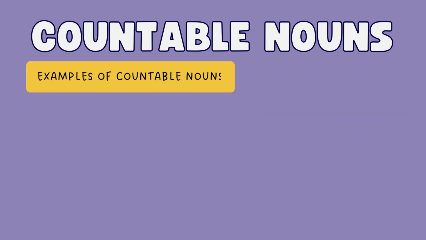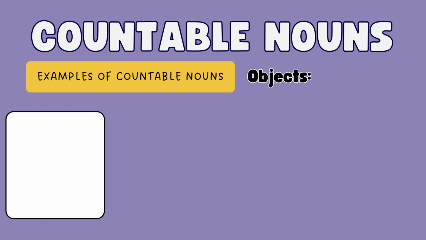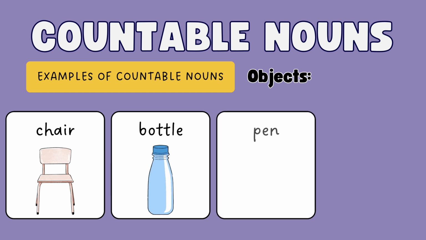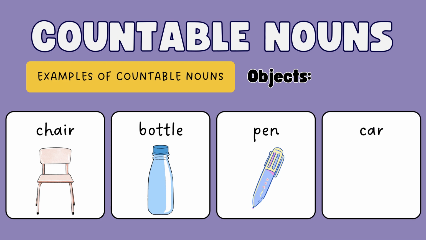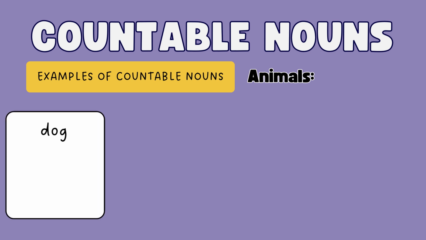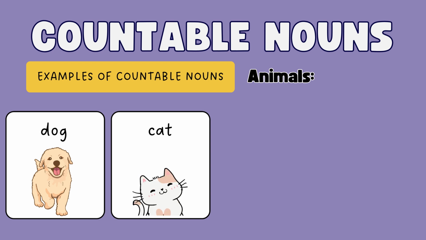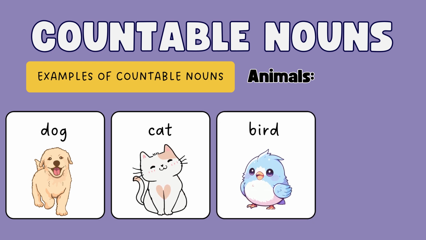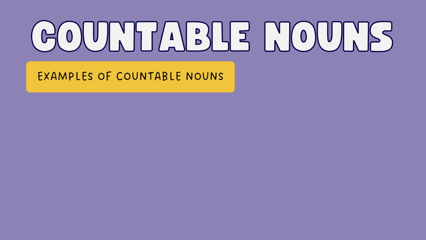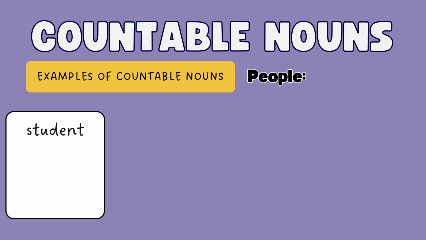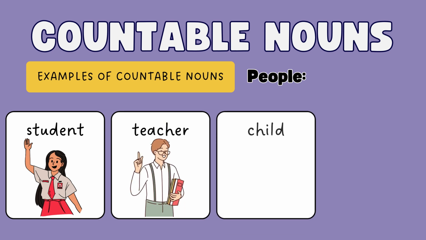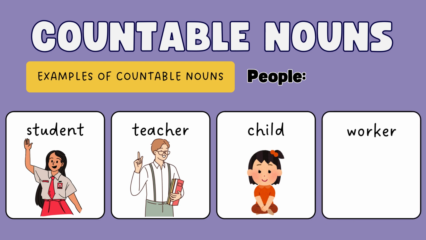Examples of countable nouns. Objects: chair, bottle, pen, car. Animals: dog, cat, bird, squirrel. People: student, teacher, child, worker.